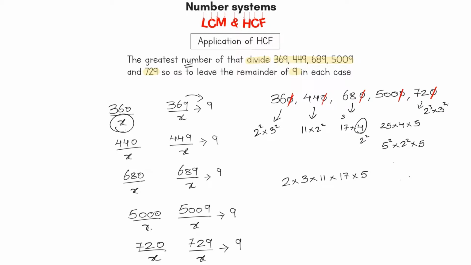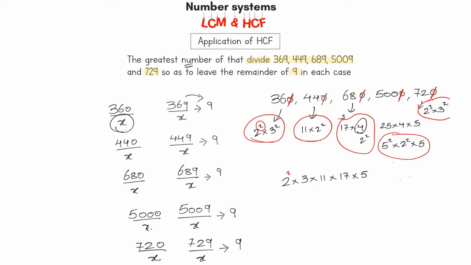No need to write so much, but just for your understanding I'm doing it. What is the lowest power of 2? Let's just see. Lowest power of 2 here, it is 2. Here it is 2. Here also it is 2. Here also it is 2. And here it is 3. So I can see the lowest power of 2 is 2. That is the lowest power because it is everywhere. So the lowest power of 2 is 2.